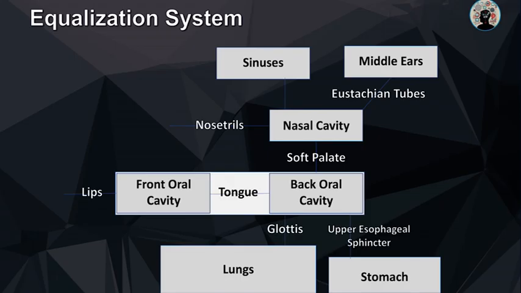If you go back to the lowest part of the graphic, we go from the back oral cavity to the stomach through the upper esophageal sphincter. That is going to be open only in the moment that we swallow. This is the hydraulic system involved in the equalization.